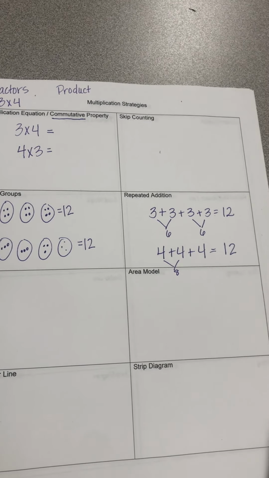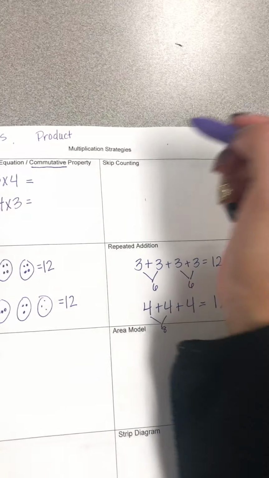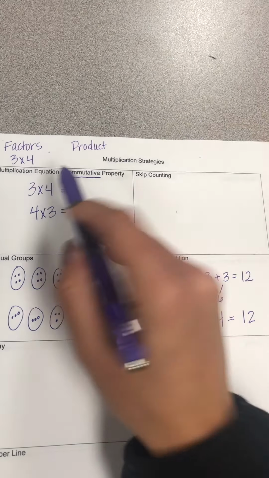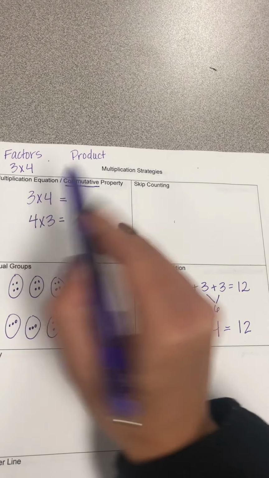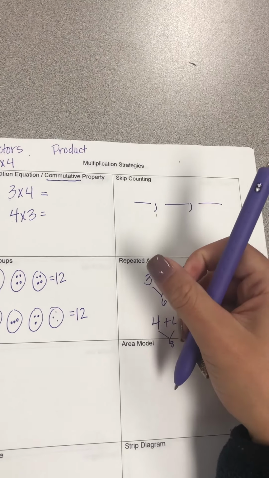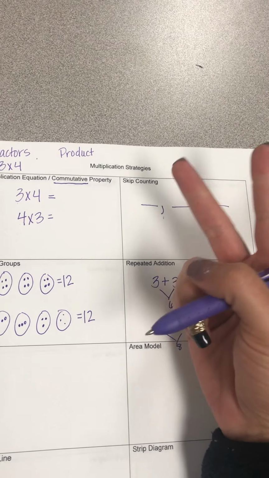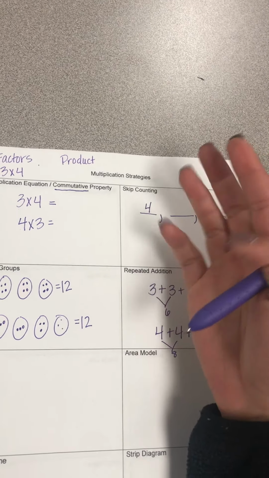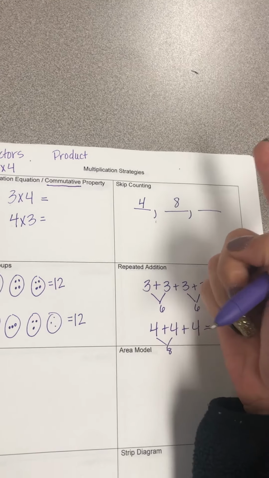All right, and then the next one we taught them was skip counting. This is mainly done on their fingers, but what we do tell them to do is draw 3 lines. Then they would skip count with their fingers. So they would go 1, 2, 3, 4, write that number down, 5, 6, 7, 8, write that number down, 9, 10, 11, 12.